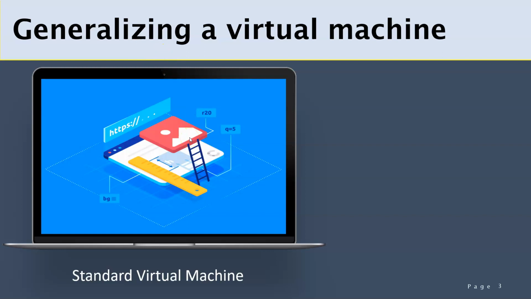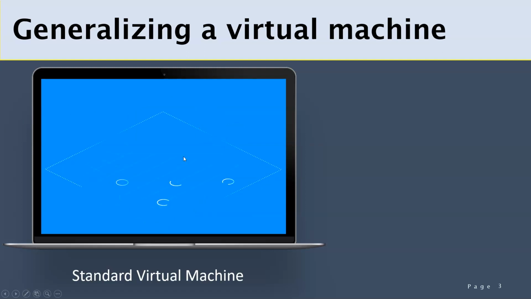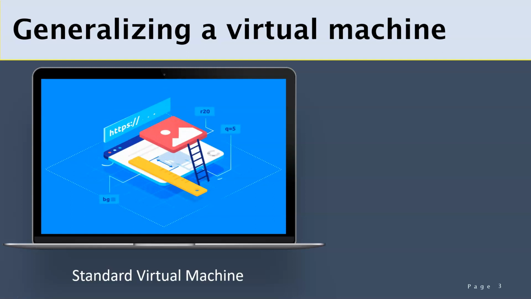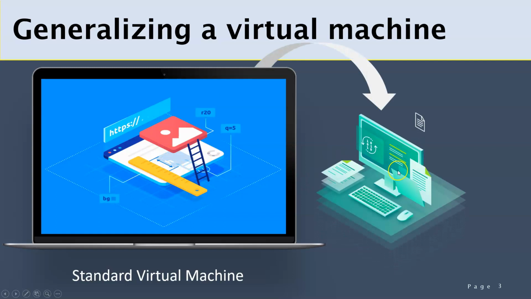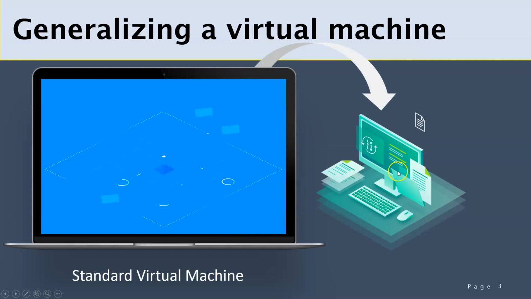Now to overcome this particular problem, we have something called generalizing a virtual machine, or creating a custom image of a virtual machine. Say, for example, you have one standard virtual machine having all these set of tools, software, configuration, everything, right? So once you are done with the one standard virtual machine, what you can do is simply go ahead and create an image of that particular virtual machine.